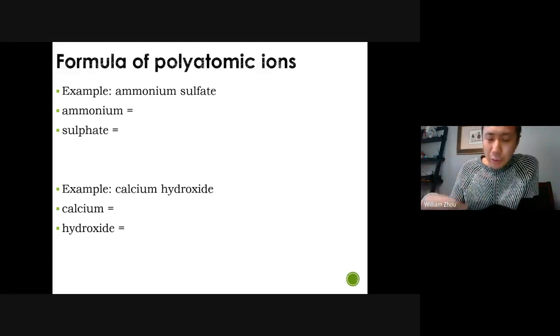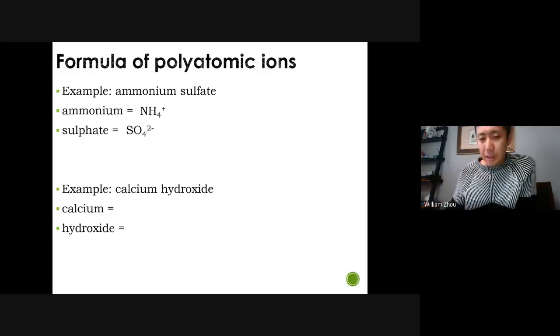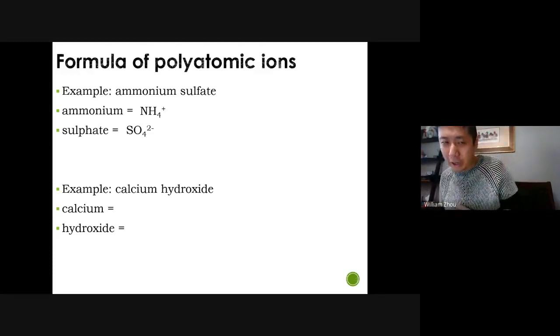If you have difficulty reading, like if you have dyslexia, this is gonna suck for you, but I'm sorry. There's no accommodation for this because that's literally what you're learning. You're learning how to spell these things. Ammonium is NH4+. That's a polyatomic ion. Sulfate is another polyatomic ion. So this is two polyatomic ions.